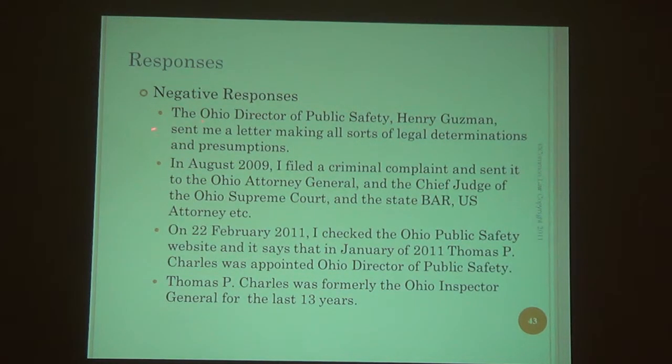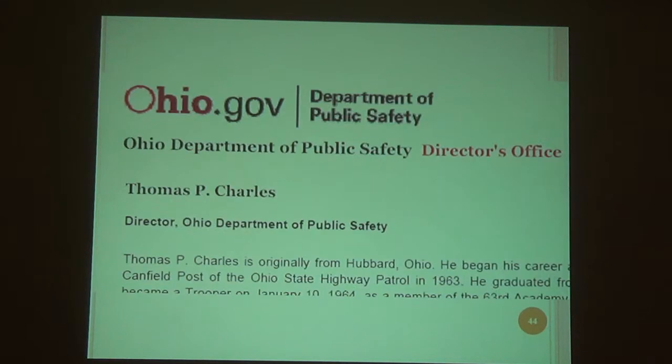Negative responses. Ohio Director of Public Safety, Henry Guzman, sent me a letter. In August 2009, I filed a criminal complaint sent to the Ohio Attorney General, the Chief Judge of the Supreme Court, the State Bar and the U.S. Attorney. On the 22nd of February 2011, I checked their website, and it says that in January 2011, Thomas Charles was appointed Ohio Director of Public Safety, and Thomas P. Charles was formerly the Ohio Inspector General. Now, if anybody knows the law, the Inspector General does. He's basically the guy that's the cop in the government against all the bureaucrats. And there it is right here.